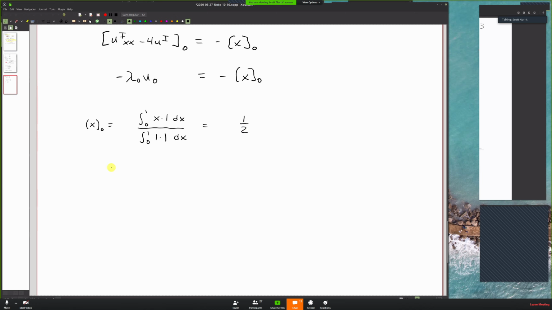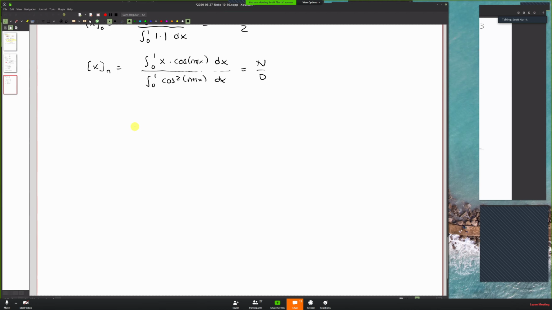Okay, what about x sub n? That is going to be the integral from 0 to 1 of x times cosine n pi x dx over the integral from 0 to 1 of cosine squared n pi x dx, and I'll write that as n over d. We'll start with the denominator.